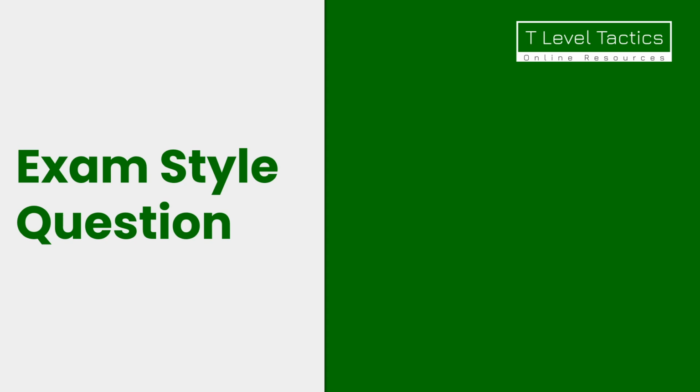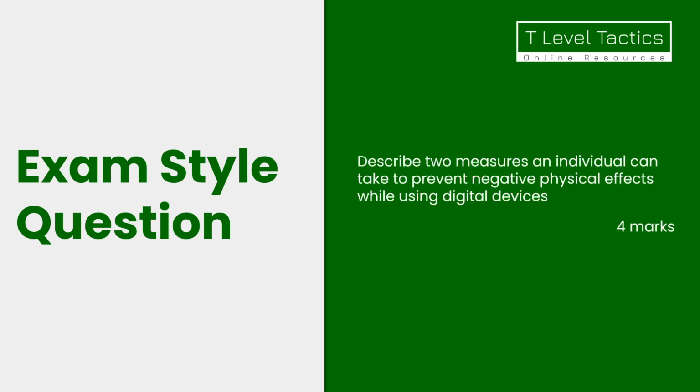Let's have a go at an exam-style question. Describe 2 measures an individual can take to prevent negative physical effects while using digital devices. There are 4 marks here. 2 marks are for identifying 2 measures, and the other 2 marks are for describing those measures well.